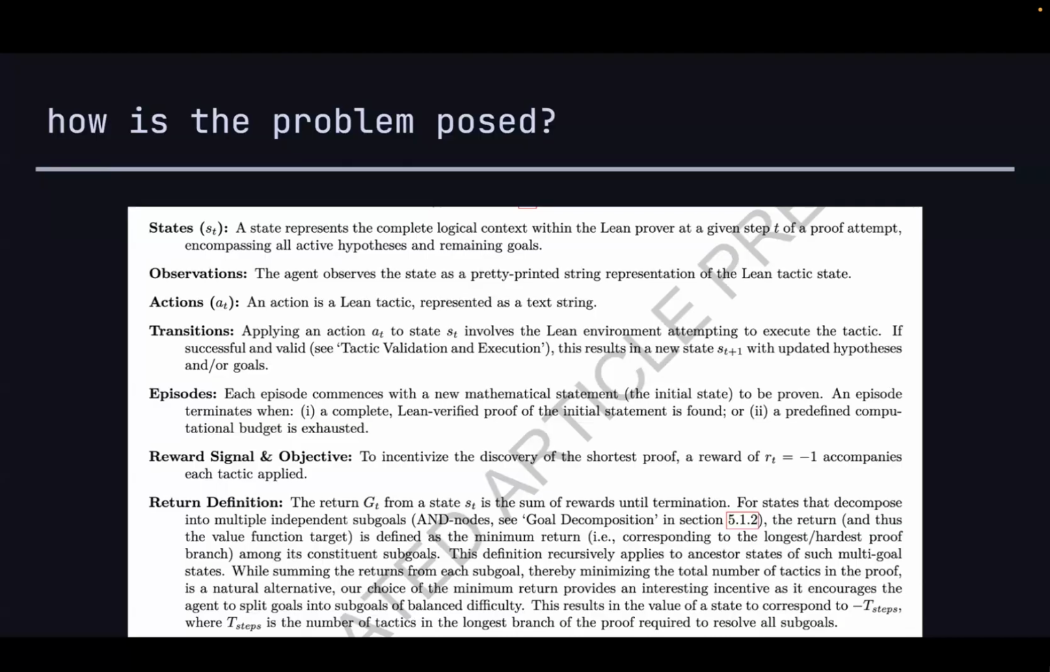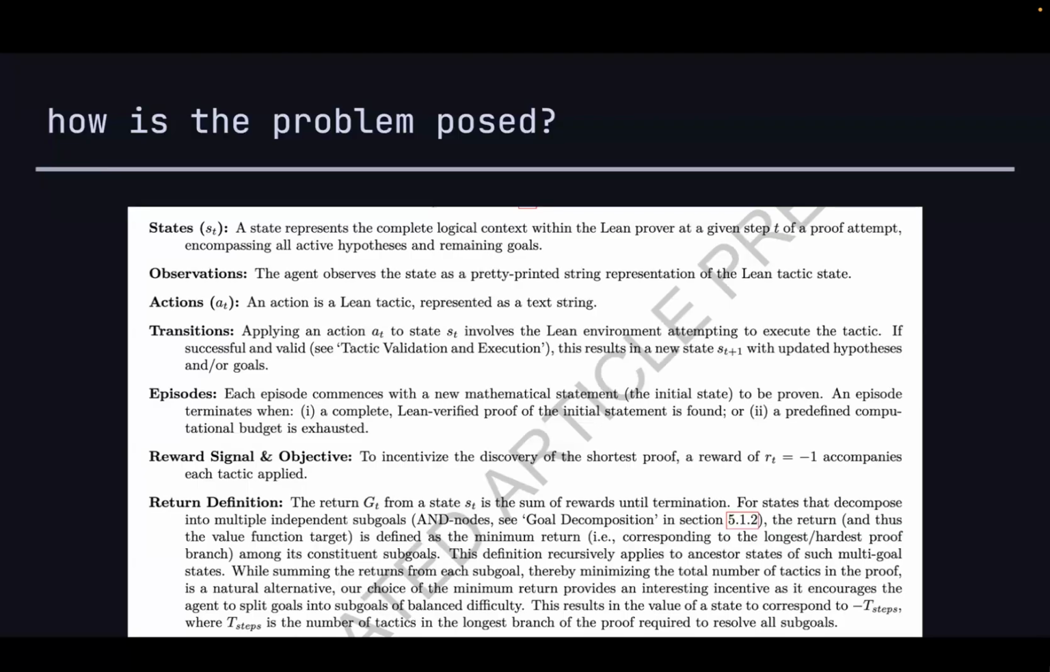So there's multiple different budgets. There's a budget for the model inferencing, a budget for the tree search, and a budget for Lean. If any of these exhaust, the proof is terminated. The reward signal: interestingly, they incentivize the discovery of the shortest proof. They apply a negative reward for each tactic applied. So they have an undeclared ceiling reward for the whole proof itself, and then for every tactic you use, you subtract one from the reward.